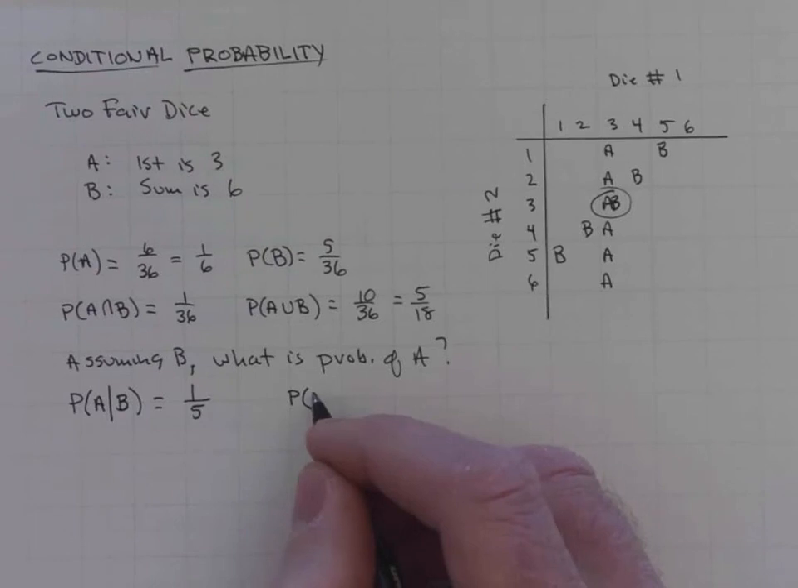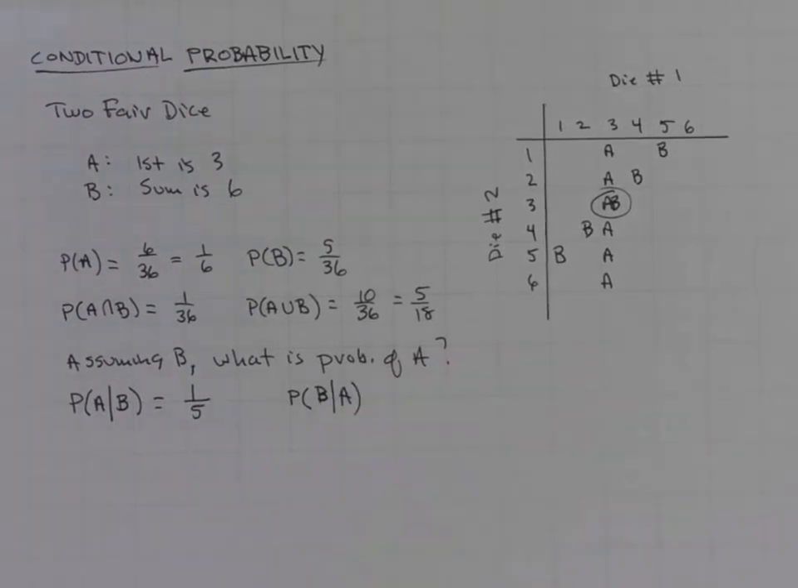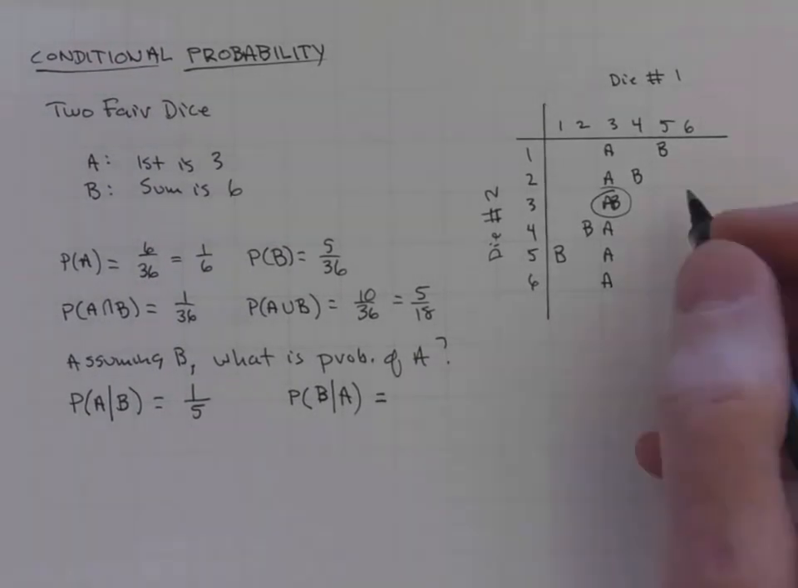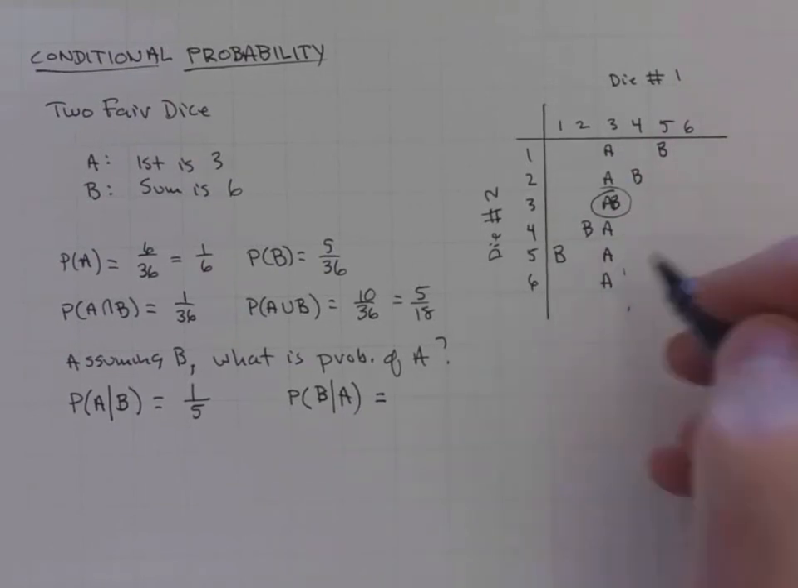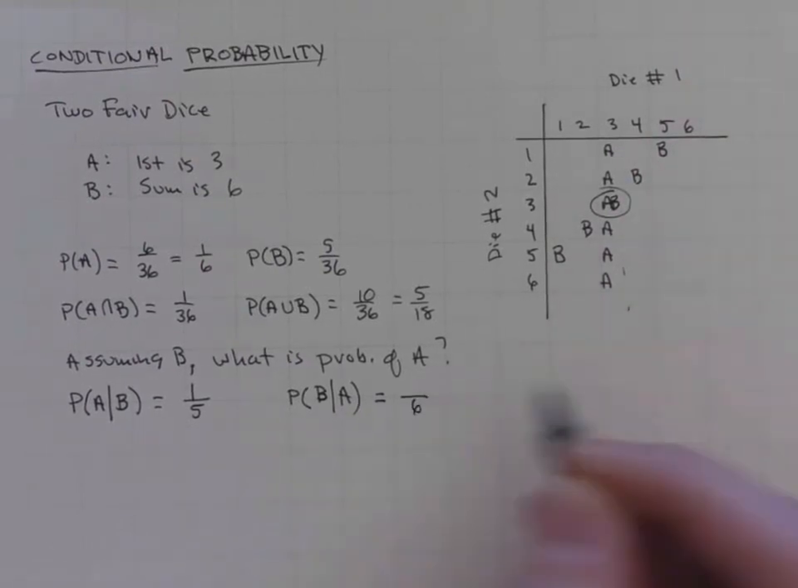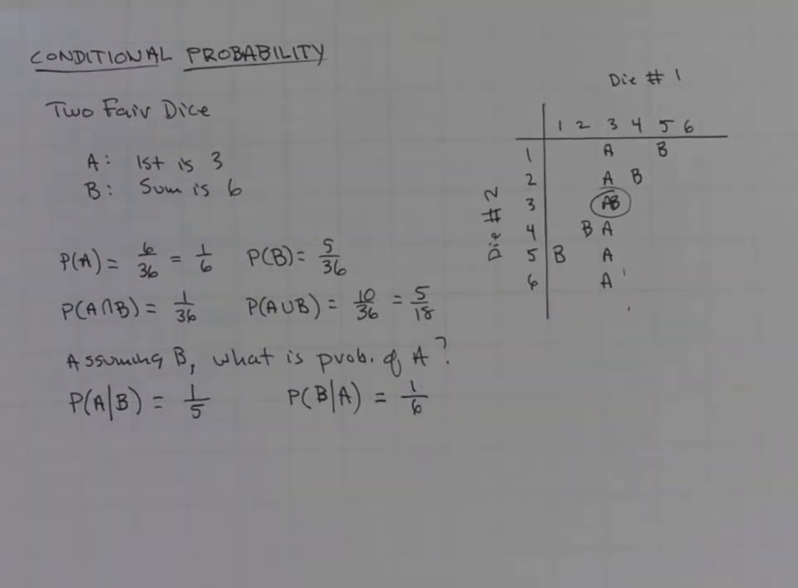You might wonder whether a reversal yields the same result. What if we asked what's the probability of B given A? Assuming that event A has occurred, what's the probability of event B? It's actually not the same as the probability of A given B in general, although it could be by special circumstance. If we know that A has occurred, we're limited now to these 6 outcomes. And of those 6 outcomes, only one of them involves event B. So the probability of B given A is 1 out of 6.